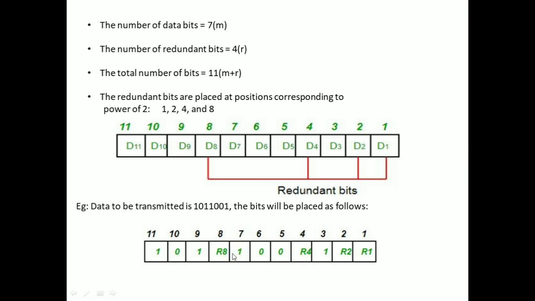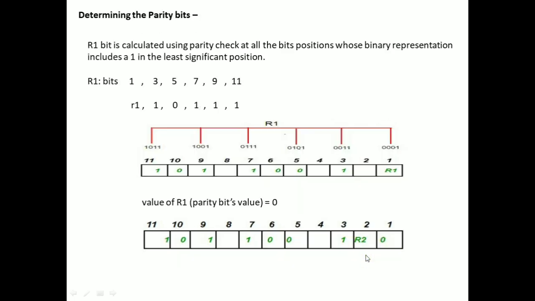So after identifying what kind of bits we have to present in the places of R1, R2, R4 and R8, finally we will add these redundant bits along with the original data bits M. Okay, so finally we will do M plus R. Now let us see the process of how we are going to find out the value of R1.